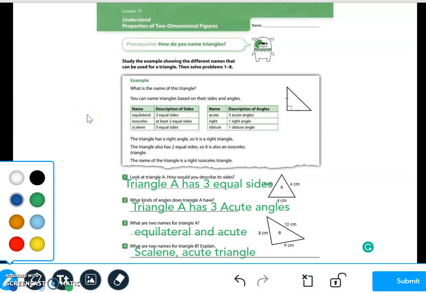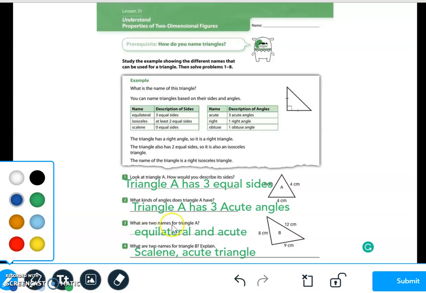For 1, we can see that triangle A has 3 equal sides. That's how we can describe the sides. They're 3 equal, 4 centimeters, 4 centimeters, 4 centimeters. It says, what kind of angles do we see here? We see that because it has all acute angles, there's going to be 3 acute angles here. They're all going to be the same size or the same angle because the sides are also all the same.